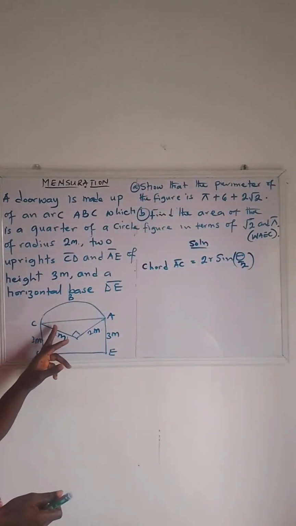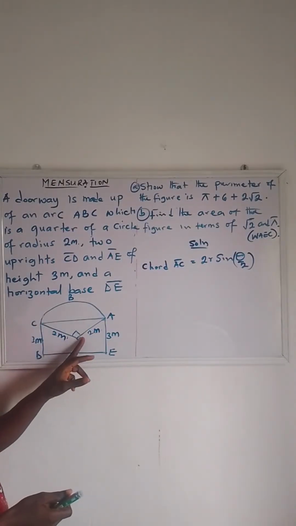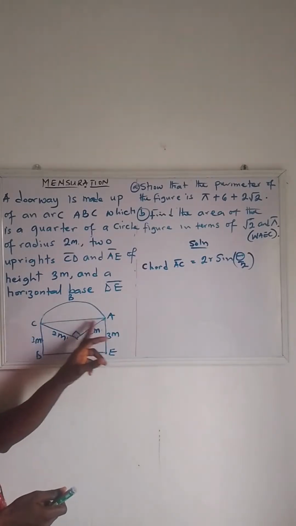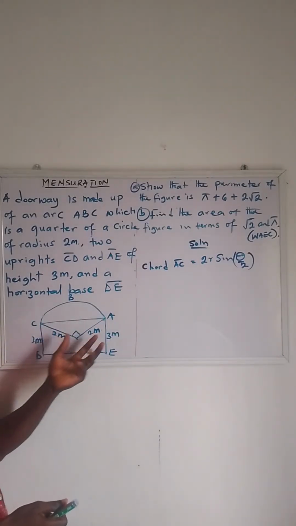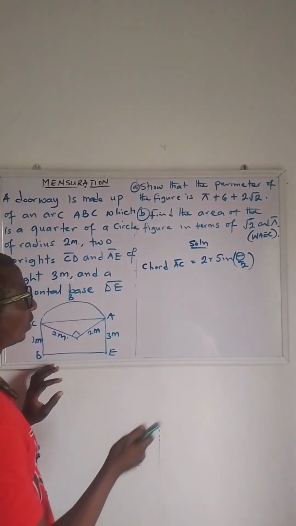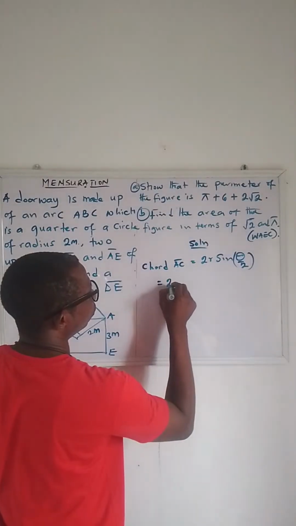Now I have the radius, that's 2 meters, and I also have the angle. What is the angle subtended by this chord? That's 90. So let me plug that in so that I'm able to get this length AC. So that gives me what?